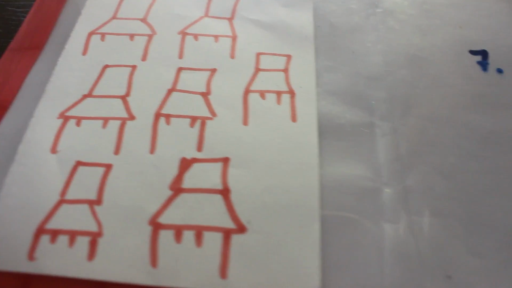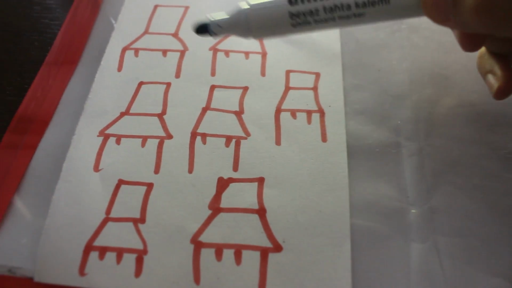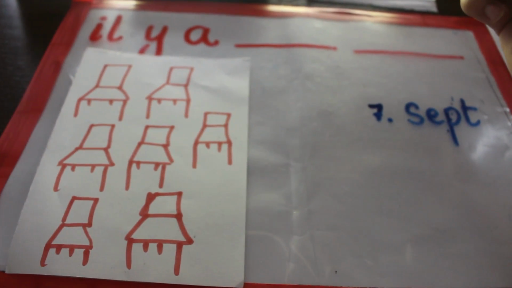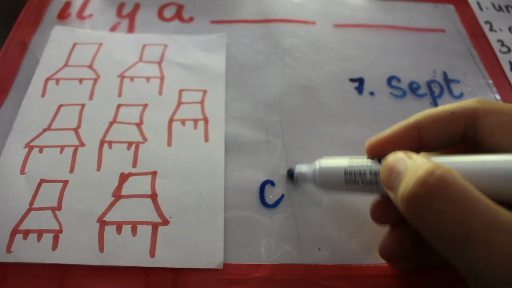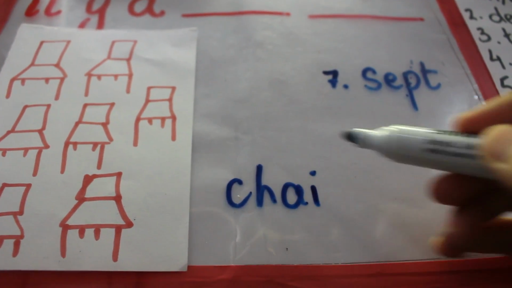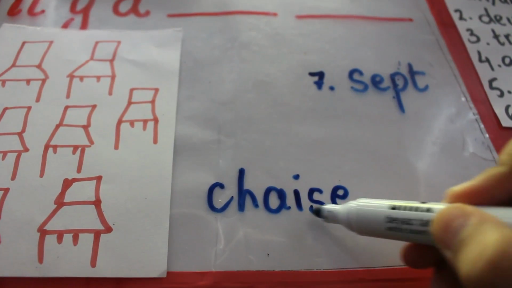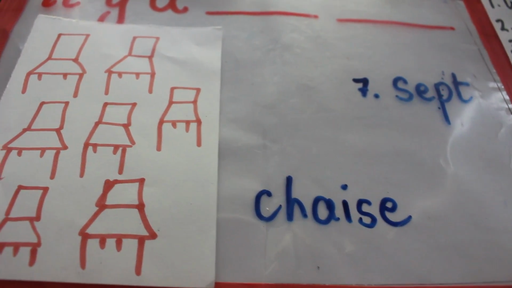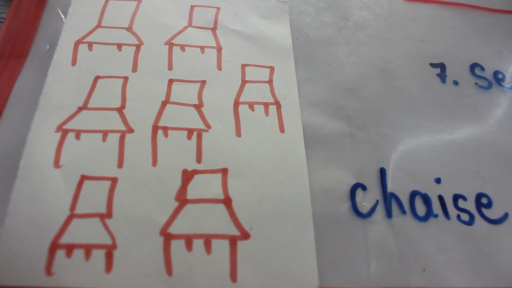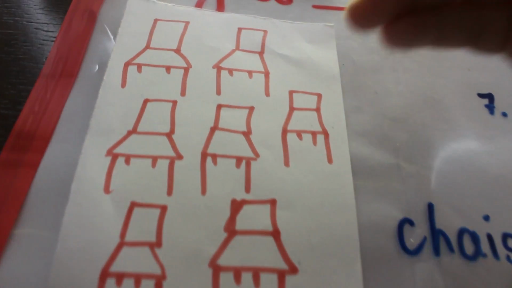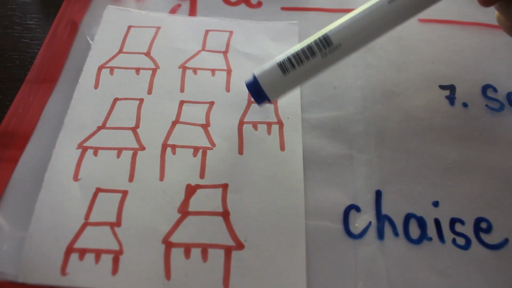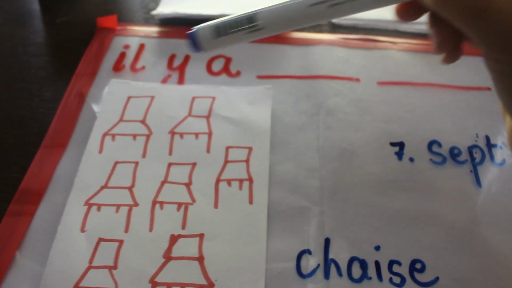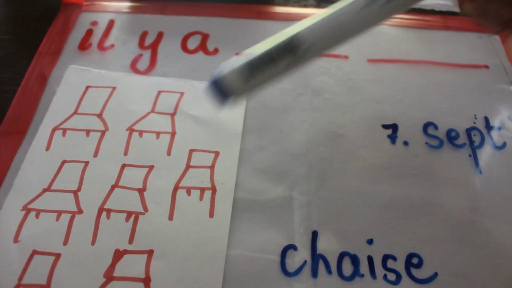All right, voila. Do you remember what you call a chair in French? You call a chair chaise. The S between two vowels is a Z. Chaise. So how many chaises? Combien de chaises? Let's count. 1, 2, 3, 4, 5, 6, 7. Il y a, there are 7 chaises.